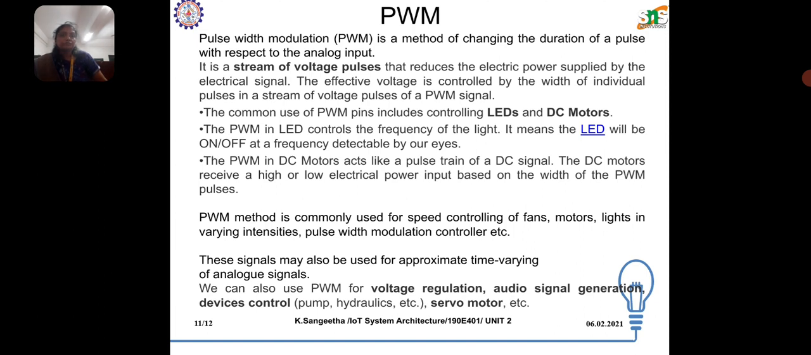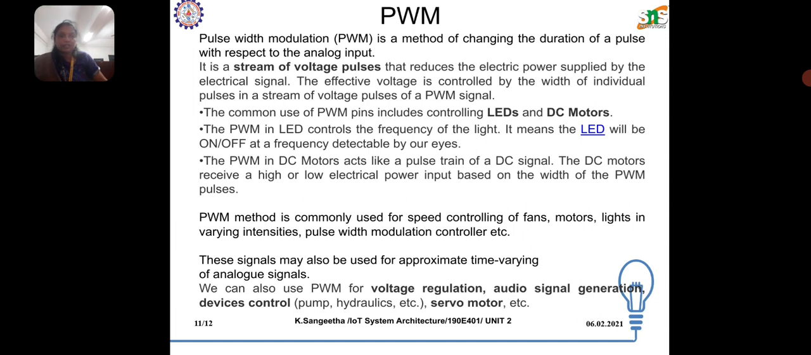So the common use of PWM pins includes controlling LEDs and DC motors. The PWM in LED controls the frequency of the light. It means the LED will be on and off at a frequency detectable by our eyes. The PWM in DC motors acts like a pulse rate of a DC signal. So the DC motors receive high or low electrical power based on the width of the PWM pulses.